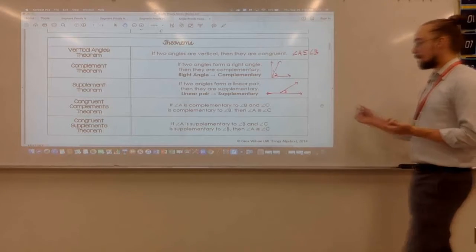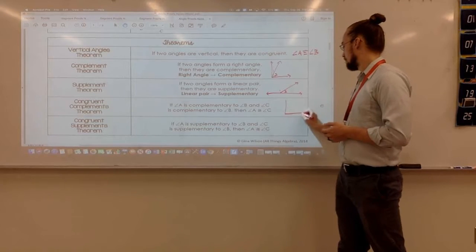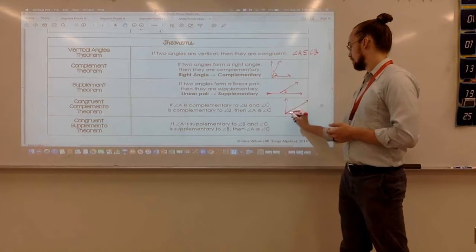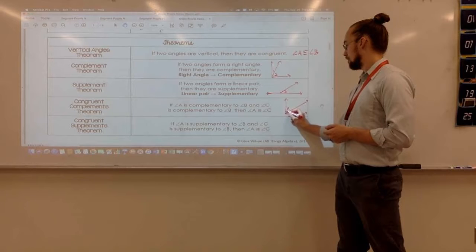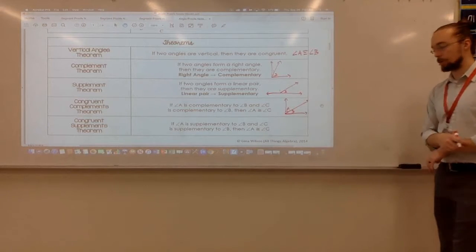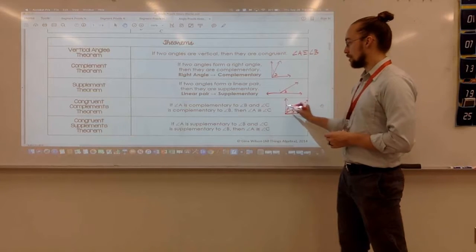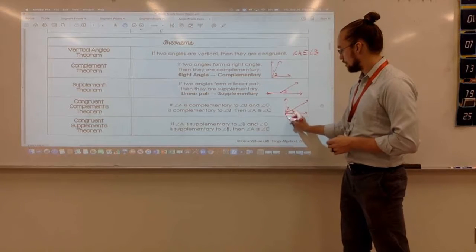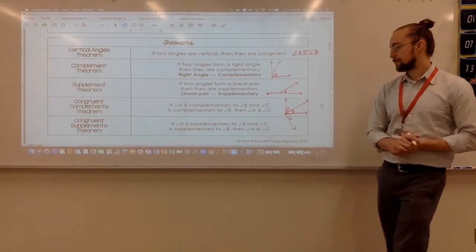Okay, well, what's happening here is if we say, let's say we've got angles A and B here, and they are complementary to each other. Well, then I add a third angle on there, angle C, and I say that that is also complementary to B.